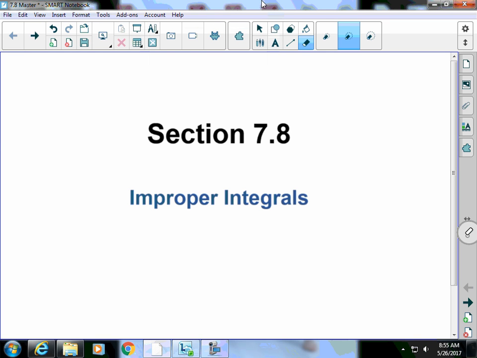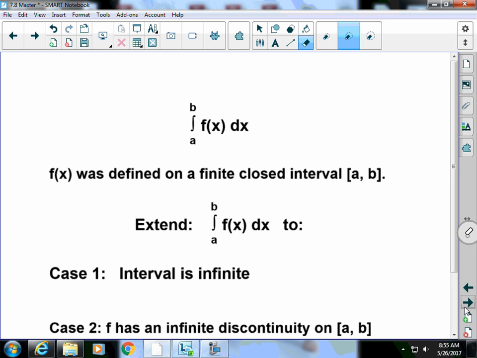Welcome back. We're covering section 7.8, improper integrals. So here we look at the integral from a to b of f of x dx. f of x was defined on a finite closed interval from a to b. We want to extend this idea.